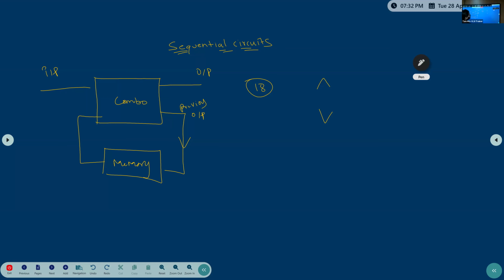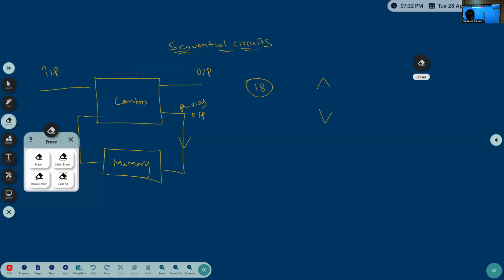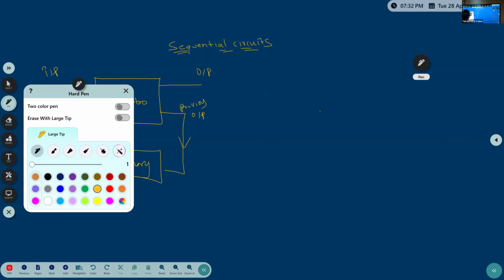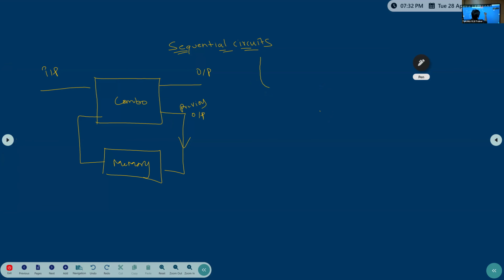So now, sequential circuits are of two types. Any guess what those are? Synchronous, asynchronous.